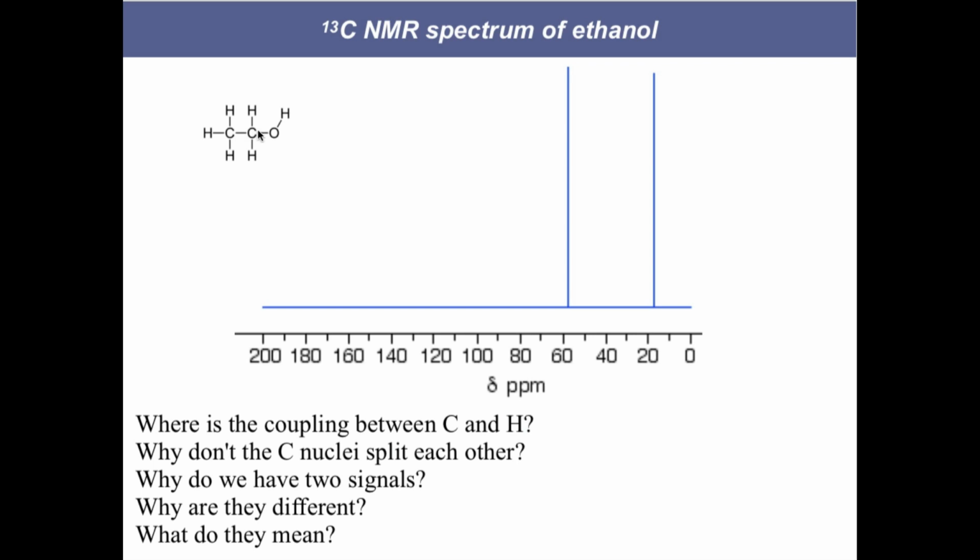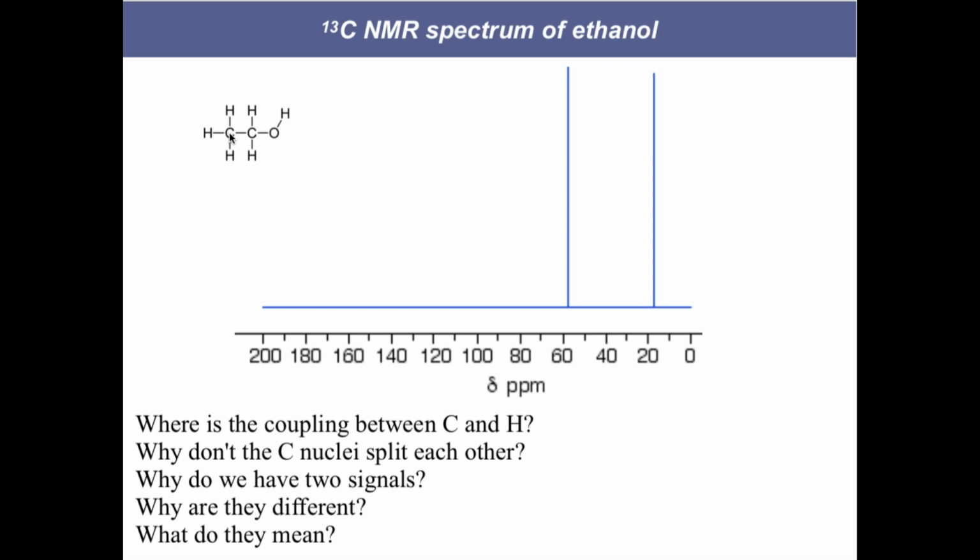If both of these carbons were carbon 13, they certainly would couple with each other and we would see splitting. But that only happens in a very, very low percentage of the molecules in our sample, such that the signal is so faint that we don't really see it on the spectrum.